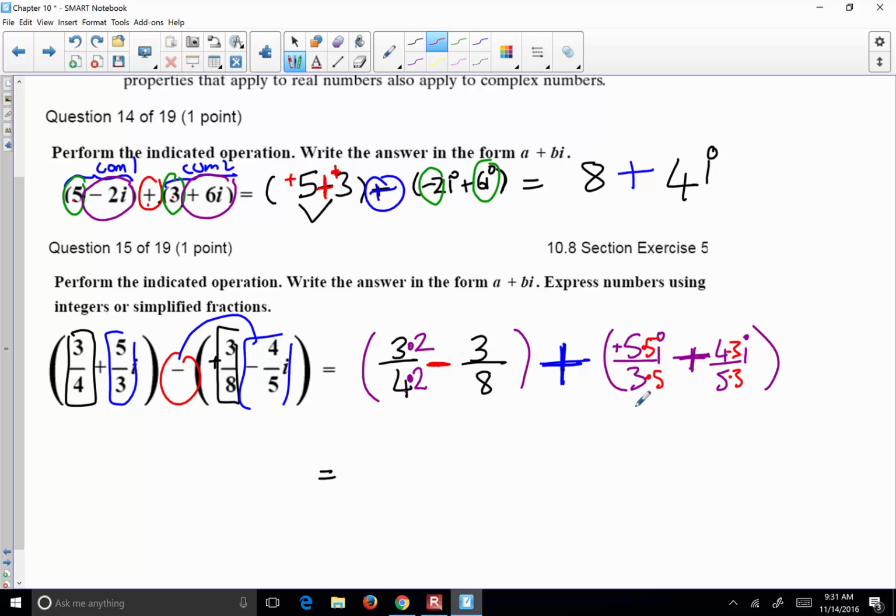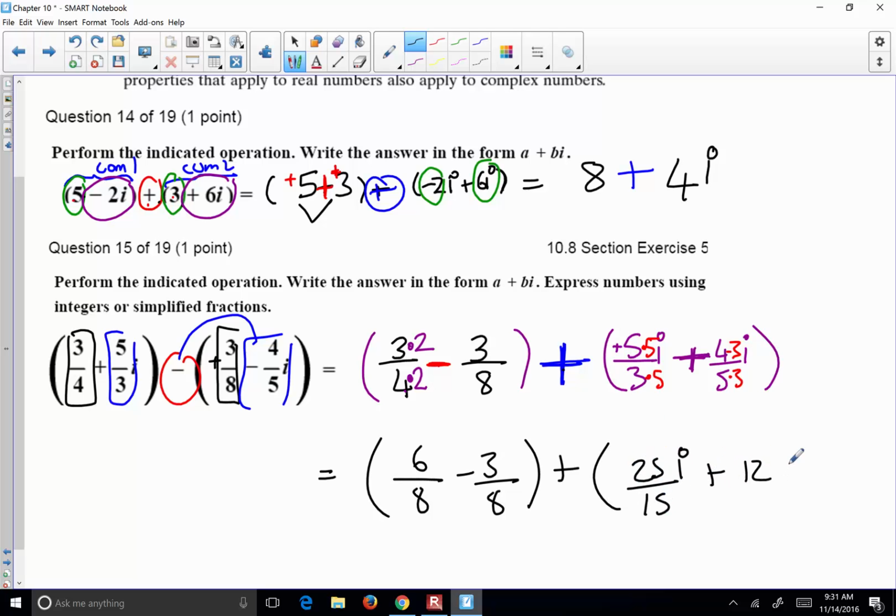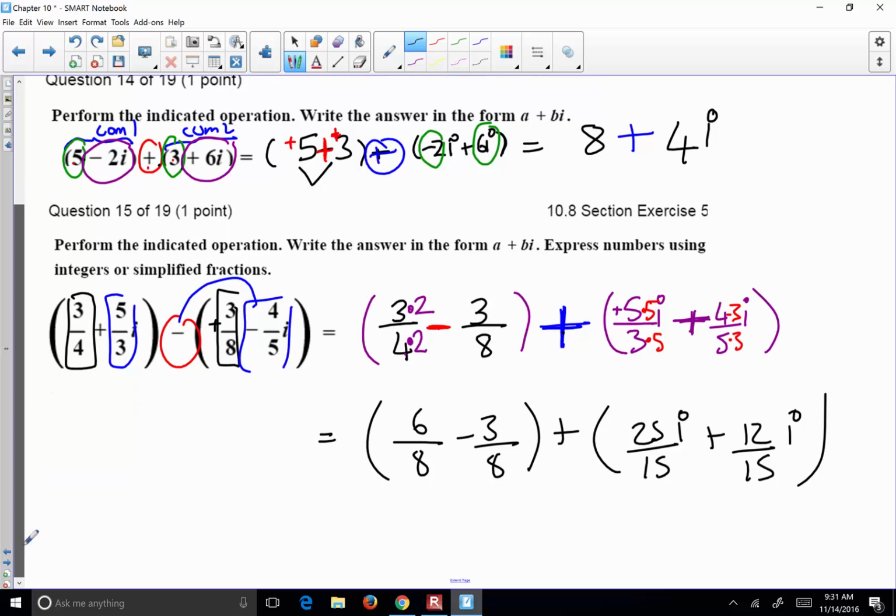You basically factor each number and see what's different factors in each, and you complete the missing factors on each part. 3 needs 5, 5 needs 3. Here you didn't need that because when I factored 8, it's 4 and 2. 4s are matching already. Only thing missing in the 4 was 2. I made up 2 on top and bottom, and they match now. So this thing is 6 over 8 minus 3 over 8. Second one is 25i over 15 and 12i over 15. Okay.